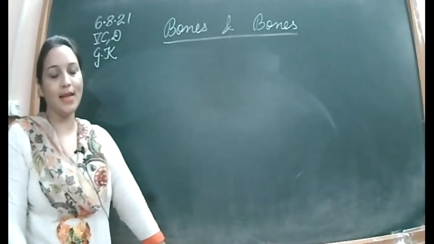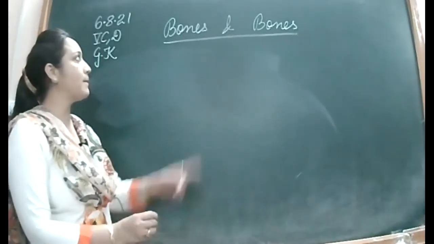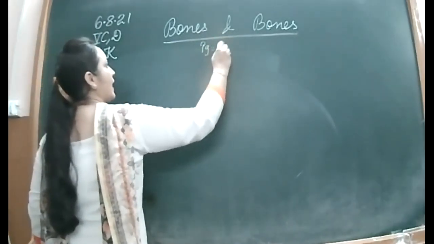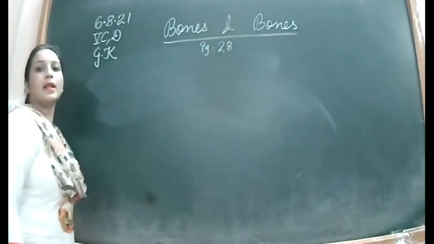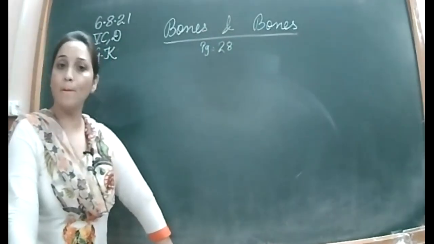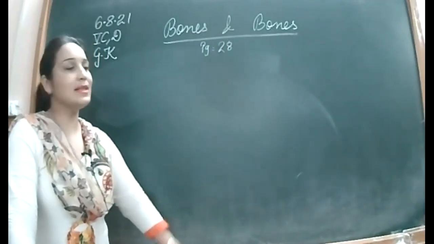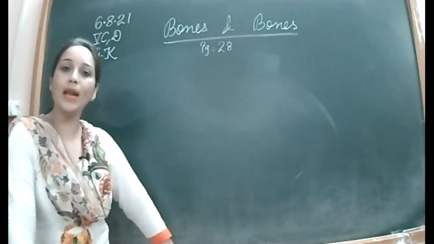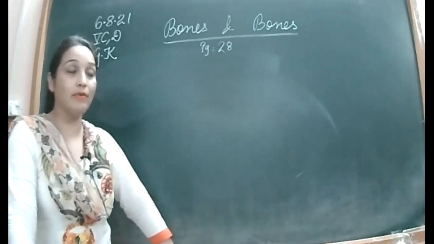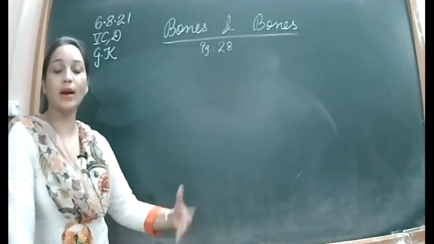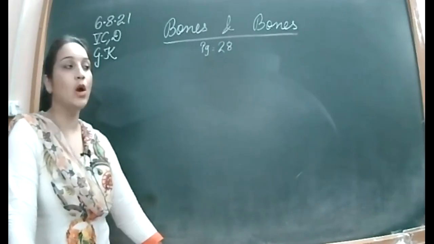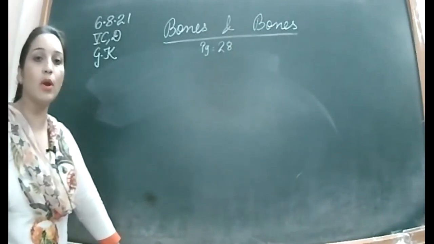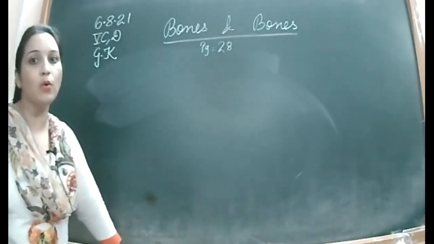Welcome to GK tutorial. In this tutorial, we are going to do the chapter Bones and Bones that is given on page number 28. The name of the chapter is Bones and Bones. Isn't it strange? You know why this strange name is given to this chapter? Because in this chapter, we will come to know only about bones. We will come to know different names of bones, what are their functions, why this name is given to them. You should all be very curious to know about this chapter, because you are going to enhance your knowledge about bones.